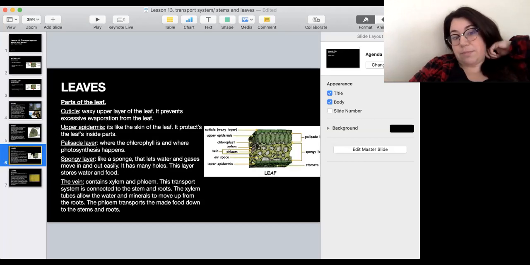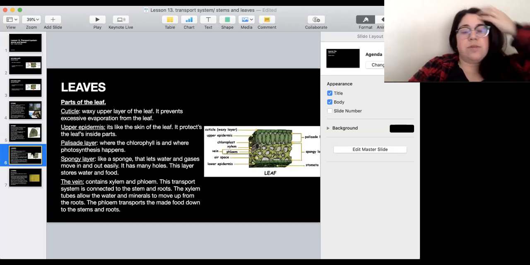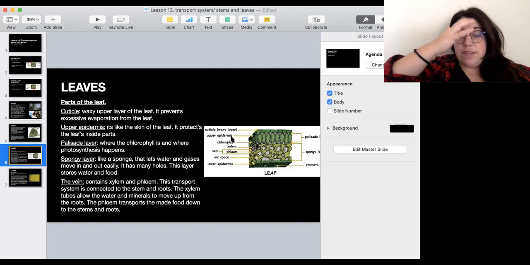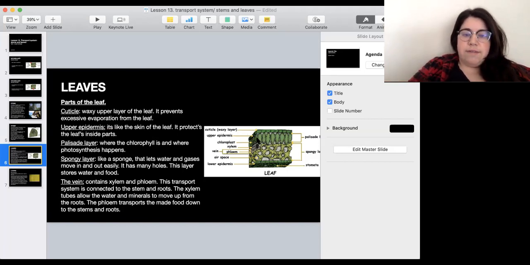Then we're going to talk about the parts of the leaf. Okay, so we have the cuticle, like I said before, this waxy layer at the top of the leaf. It prevents too much evaporation. Then we have the upper epidermis. It's like the skin of the leaf, and it protects everything inside the leaf. Then we have the palisade layer. It's here. That's where chlorophyll is and where photosynthesis happens, okay? This layer is really important.